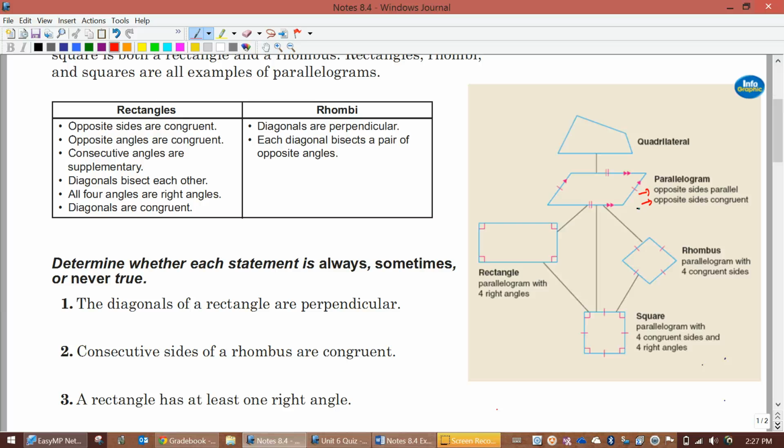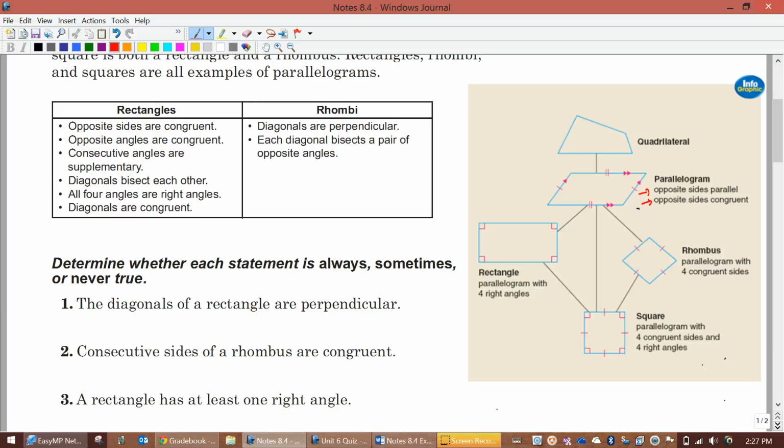We know all of those properties of a parallelogram. All of those things hold true for a square, a rectangle and a rhombus. On a rhombus, the diagonals bisect each other. Why? Because that's true for a parallelogram. On a square, consecutive angles are supplementary. Why? That's true for a parallelogram. On a rectangle, the opposite sides are congruent. Why? That's what happens with a parallelogram. That makes sense? Okay. All of those things are true.